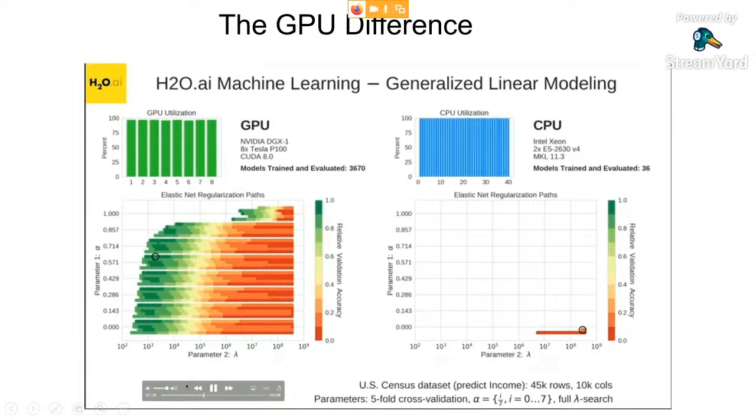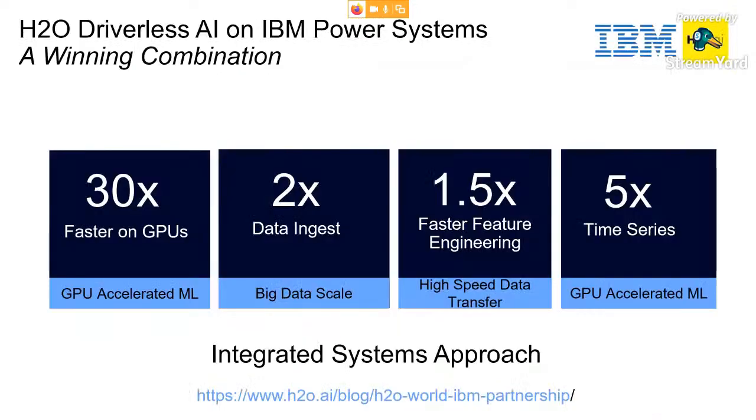When we moved it over to an NVIDIA GPU-enabled server, you could see that the models trained and evaluated were 3,670. So in the same amount of time, when we're trying to predict income across the US, the GPU-enabled server had just about completed its analysis and came up with the best and most accurate model in predicting income. And the CPU server basically had just started out. So GPUs do make all the difference.